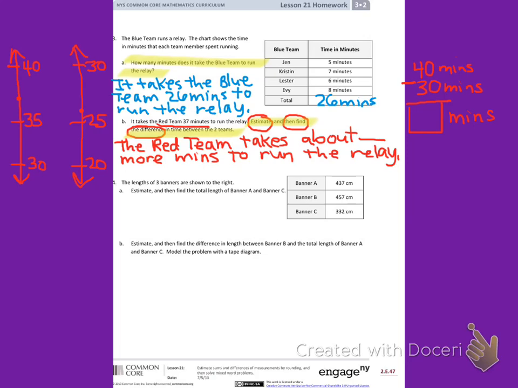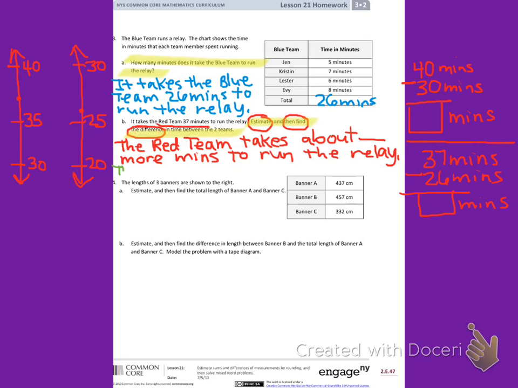Okay, we've done the estimation. Now let's do the exact amount. The red team was 37 minutes and the blue team was 26 minutes. We're finding the difference, so subtract. Get your answer, label the units of measurement. Answer in words.